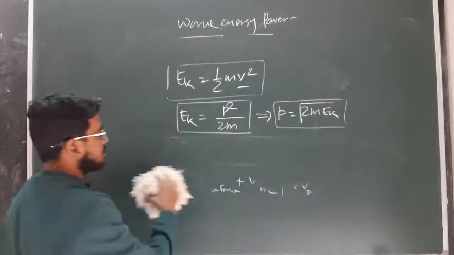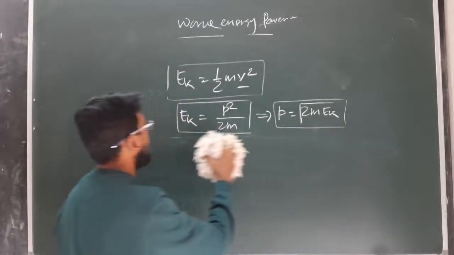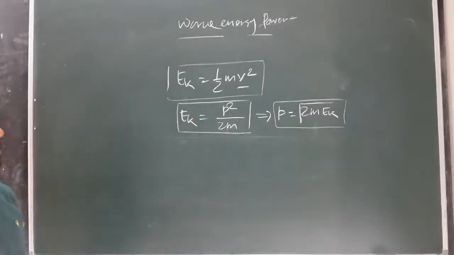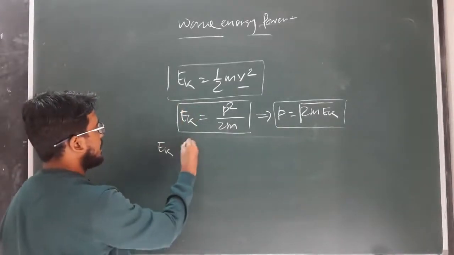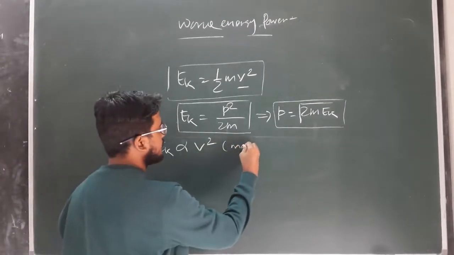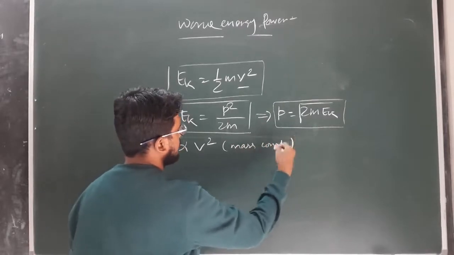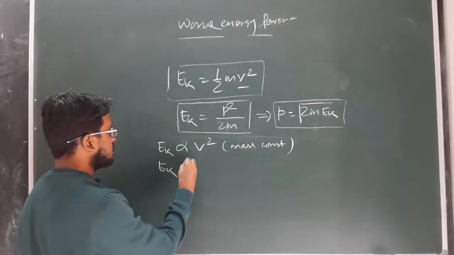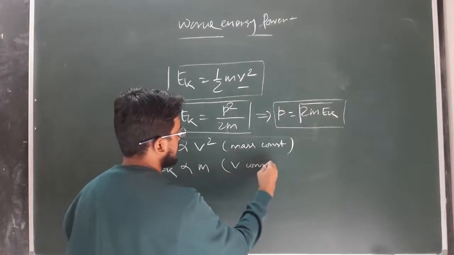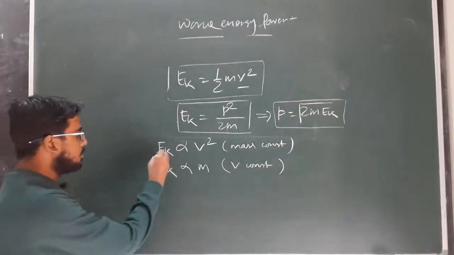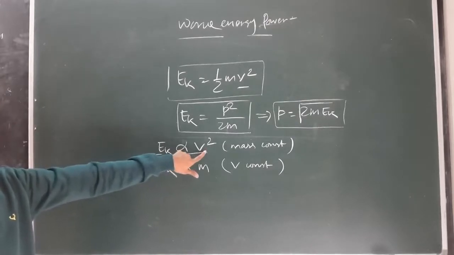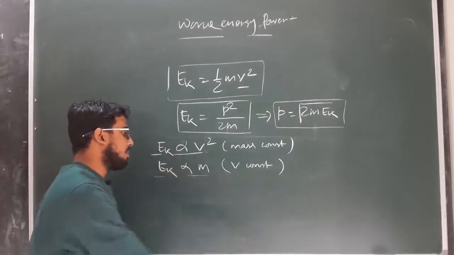So from this relation of kinetic energy and the relation between kinetic energy and linear momentum, we established that kinetic energy is directly proportional to the square of speed if mass is constant, and kinetic energy is also directly proportional to mass if speed is constant. Clear? Here the relation between kinetic energy and speed is a quadratic equation, and here the relation between kinetic energy and mass is a linear equation.